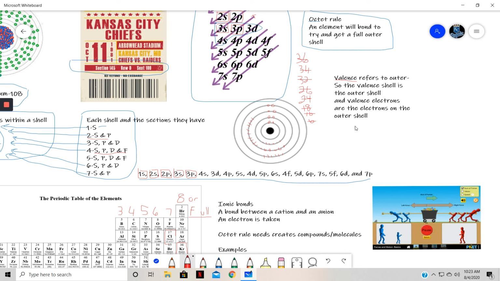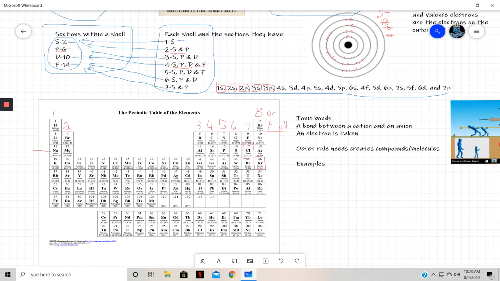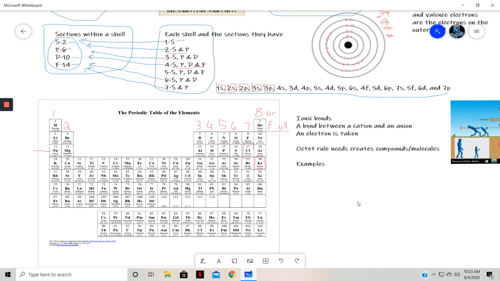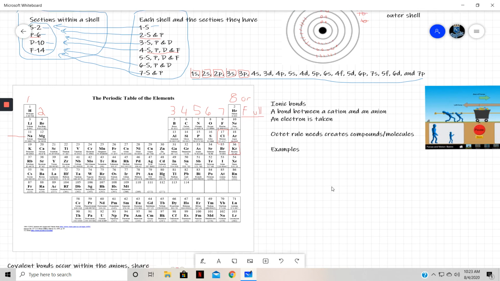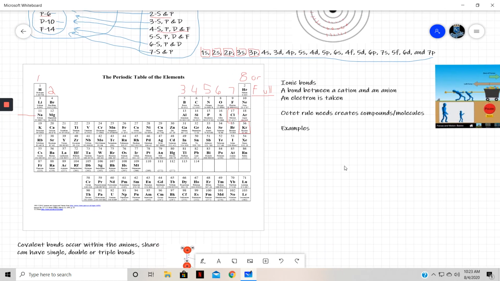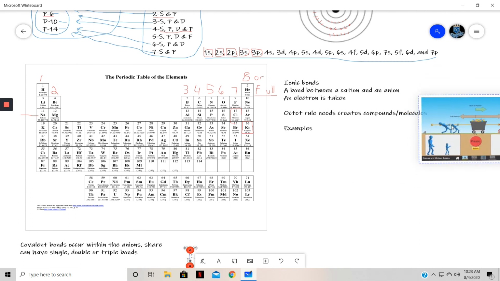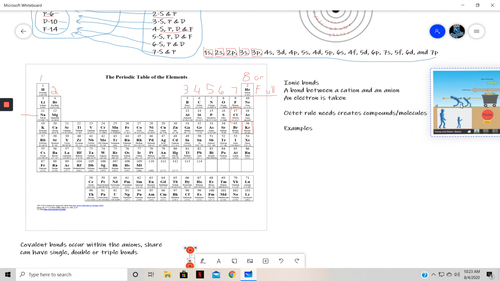Now, another cool thing about the periodic table that's going to lead us into our discussion of our first type of bond, which is ionic bonds. Let me scoot this. Need to see that picture. I'll just go over there and look at that picture because I need this space here for my examples.